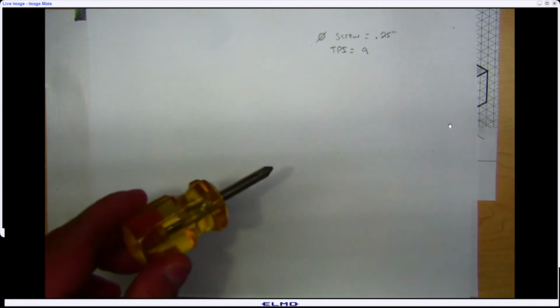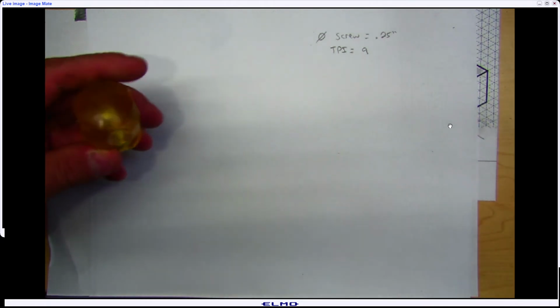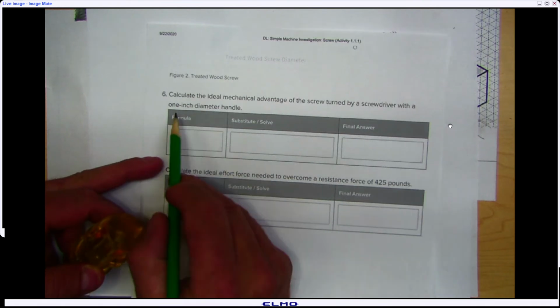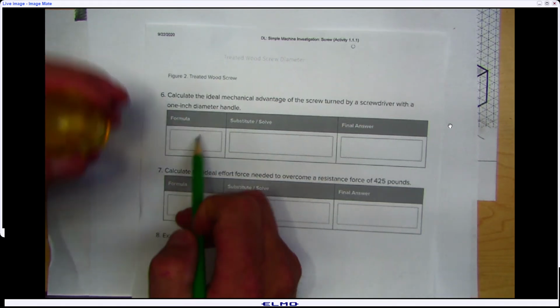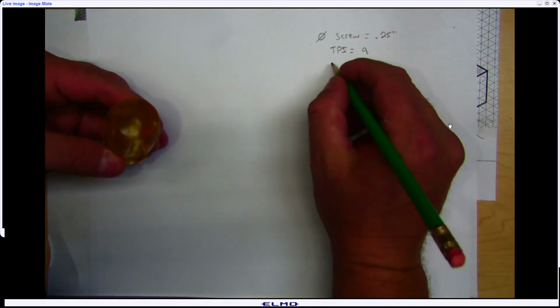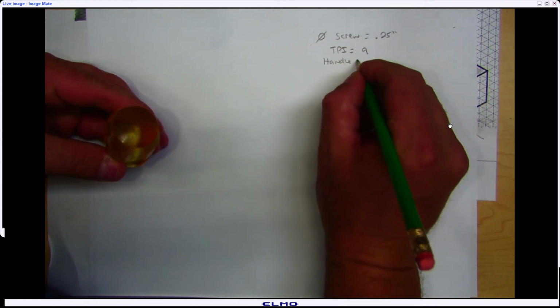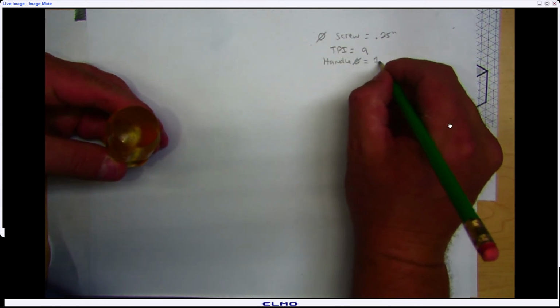Just to give you an idea of what we're looking at, we've got a little screwdriver handle. The description also says the screwdriver handle has a 1 inch diameter. That would be like this handle right here, which I think is pretty accurate to the one I'm holding without measuring it. So handle diameter equals 1 inch.